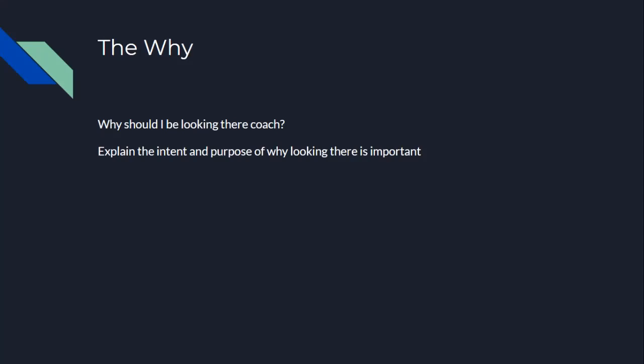And the answer to that question is you want to explain the intent and purpose of why looking there is important. So, this is the part of the demonstration that coaches nail. We understand and we can explain why weight shifting during a blended catch is important, or why we should be casting our stick out if we want them to look at stick position and not even focus on our feet. So the why is why should they be looking there?